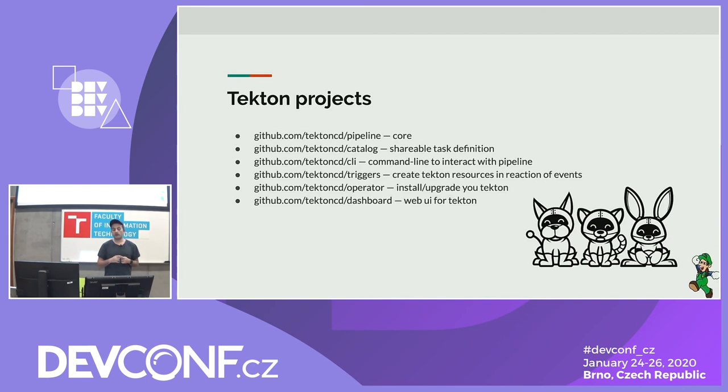The operator is another thing that our team at Red Hat has been working on. It's an operator to easily install and upgrade Tekton. I'm not going to talk about the operator because I'm sure you've been hearing about it a lot over here. And we have a web UI dashboard, which is a really nice web UI, which has been worked on heavily currently, and which is going to give you a nice overview and let you create your pipeline and run your pipeline and everything.